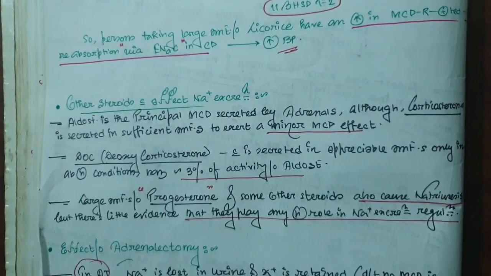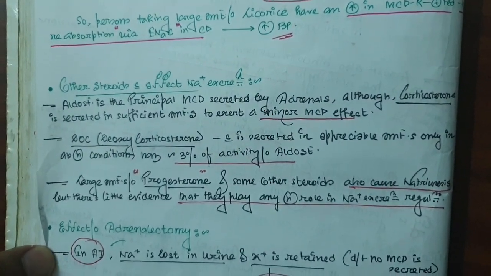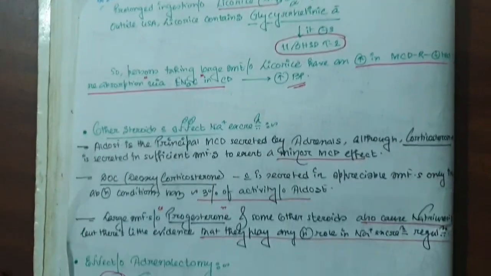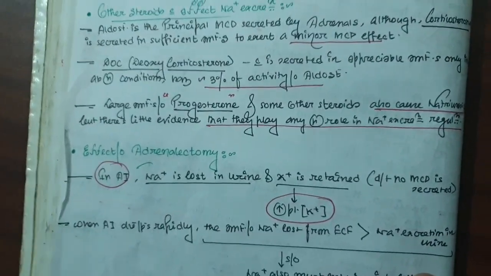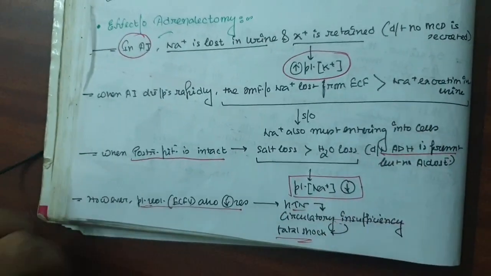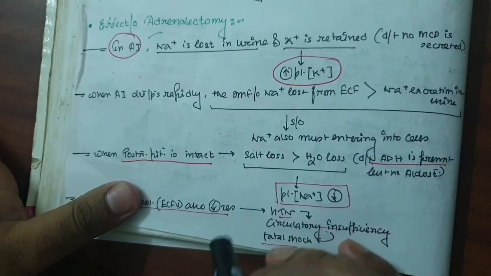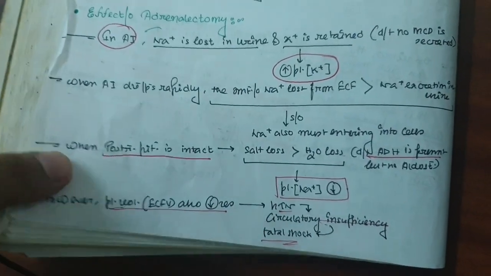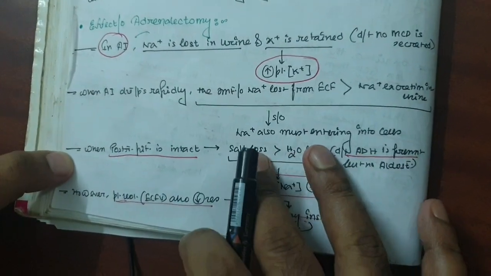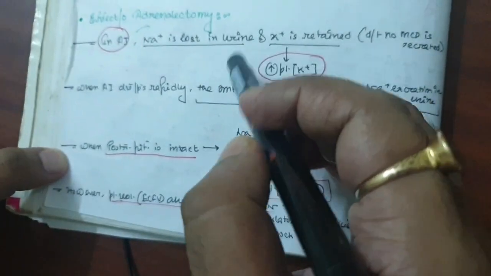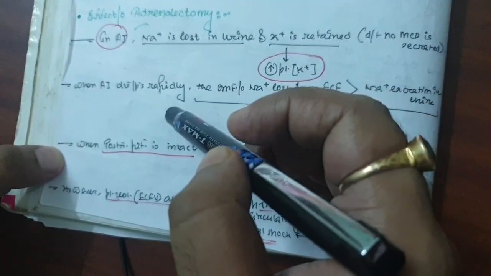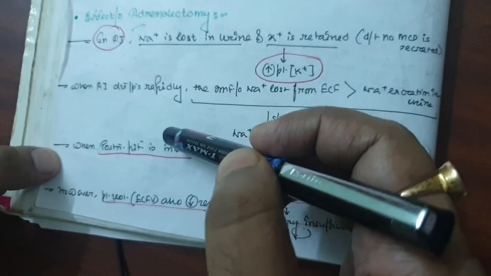So, a very interesting thing: AME, or apparent mineralocorticoid excess. Now, what are the different effects of adrenalectomy? Adrenalectomy means if we remove the adrenal gland, what will be the different changes in the body, in body metabolism, or in different types of electrolytes?